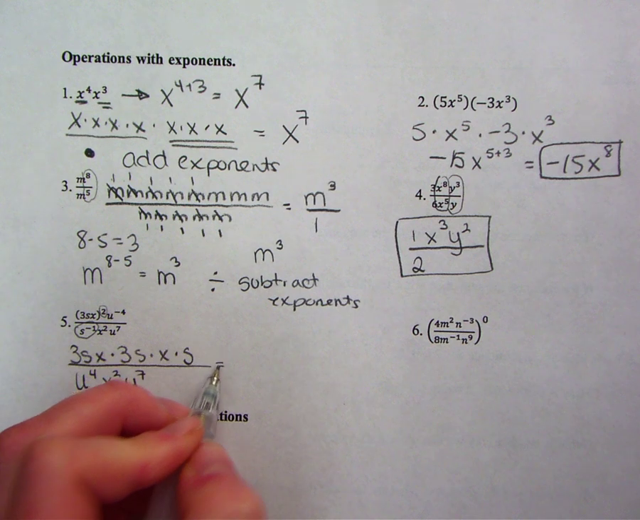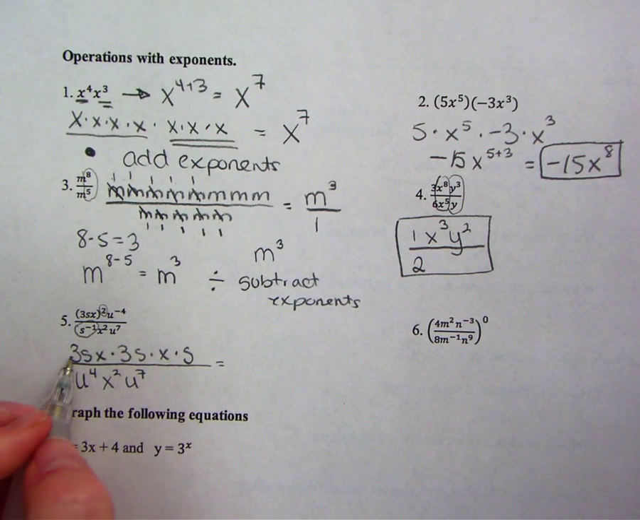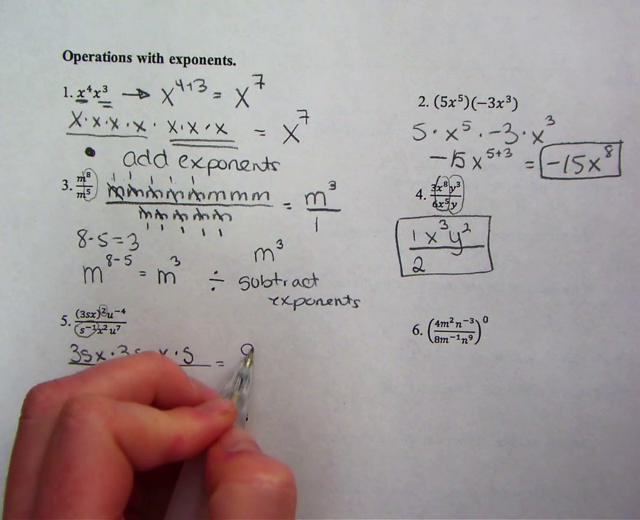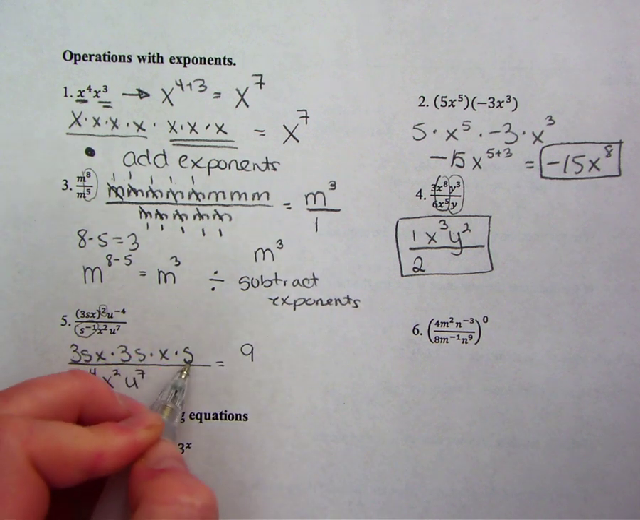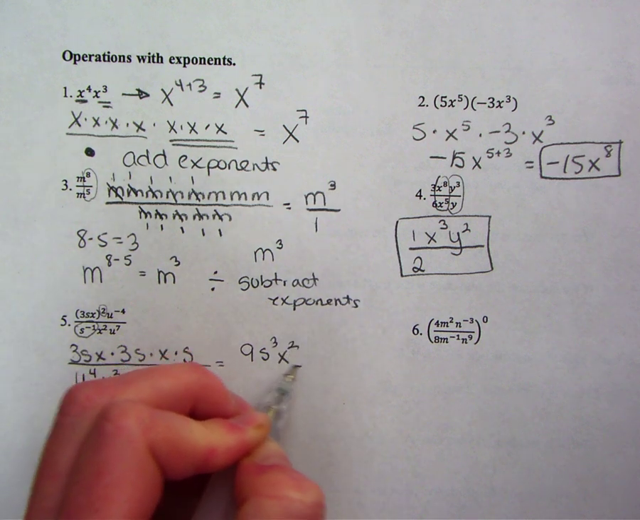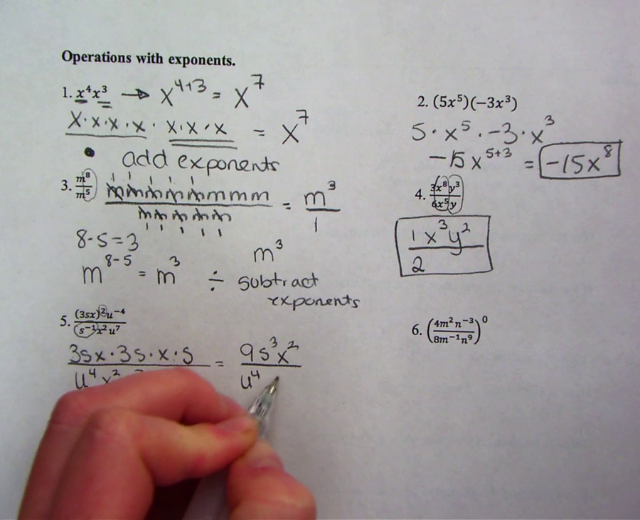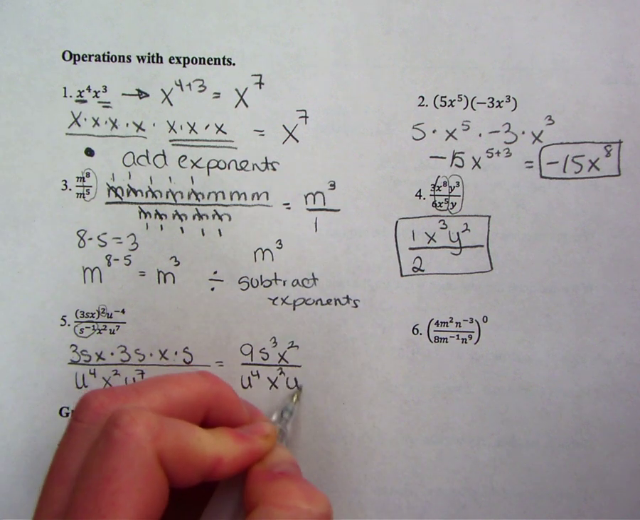So now that we've simplified and moved things where they need to be, we're going to multiply across the top. 3 times 3 is 9. S and s makes s to the 3rd. X and x is x squared. And on the bottom we have u to the 4th, x to the 2nd, u to the 7th.